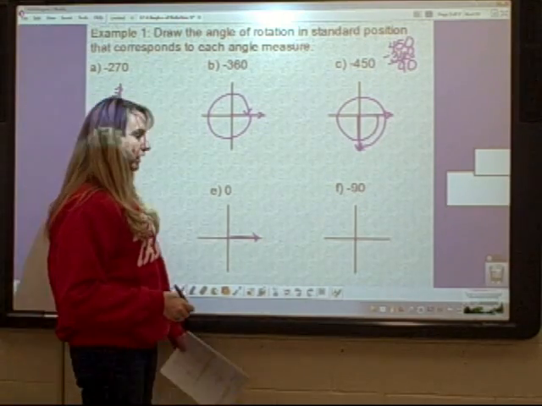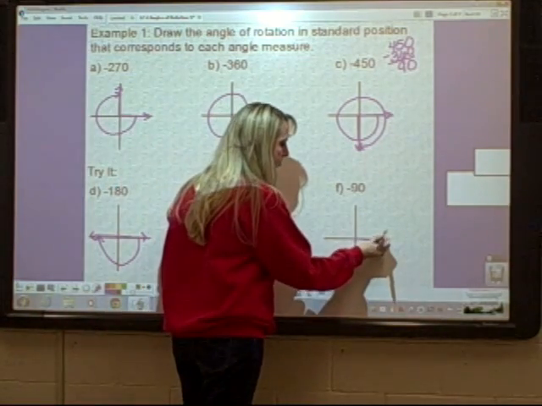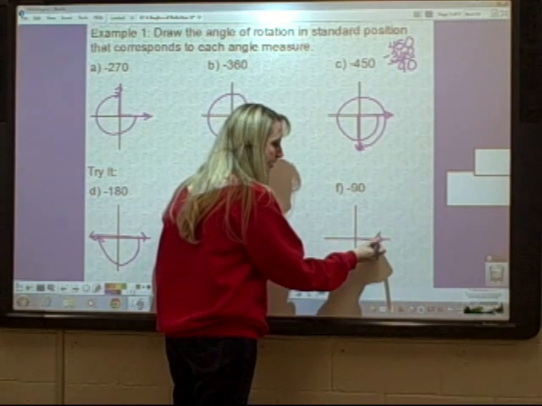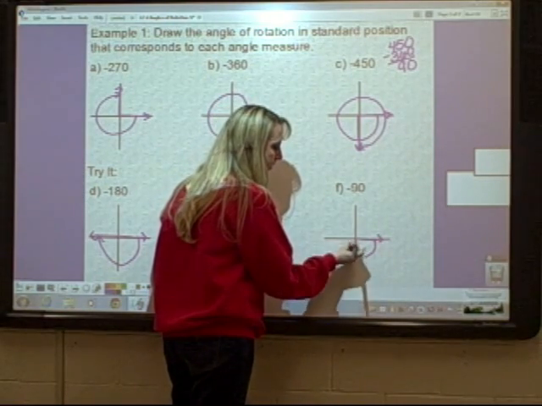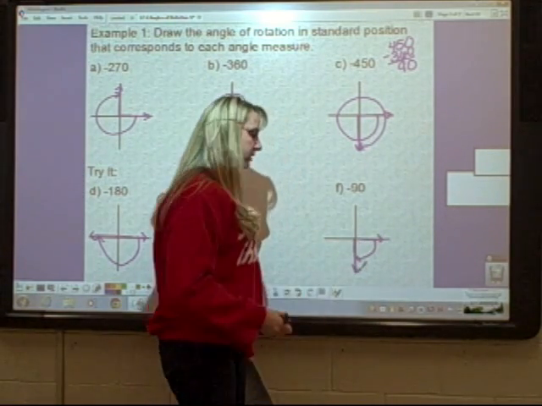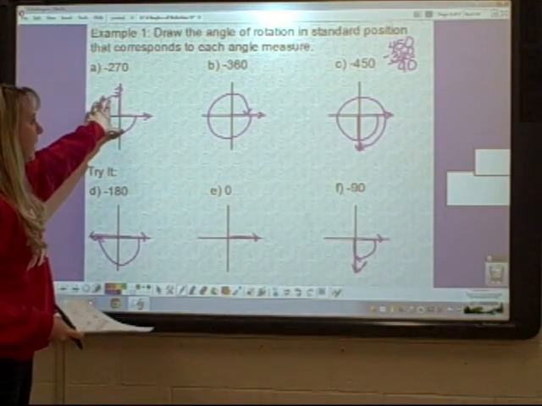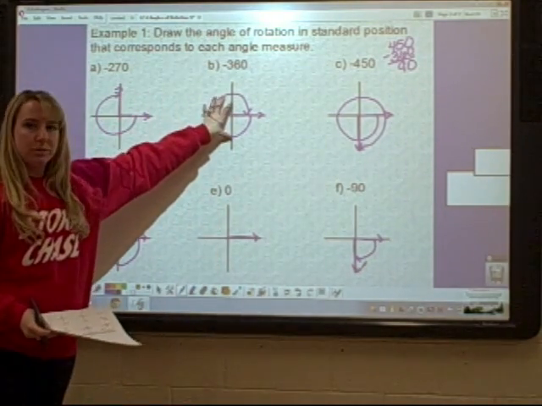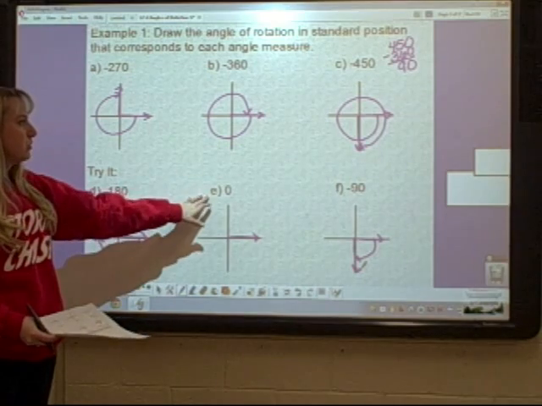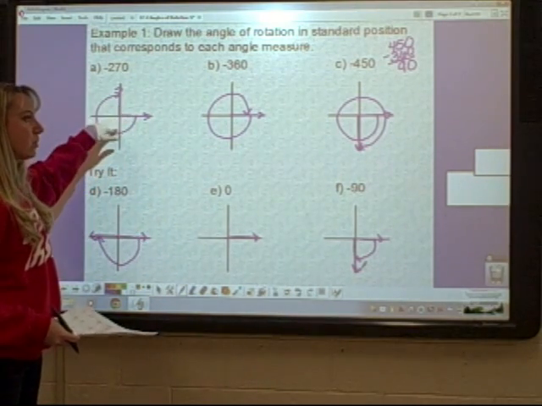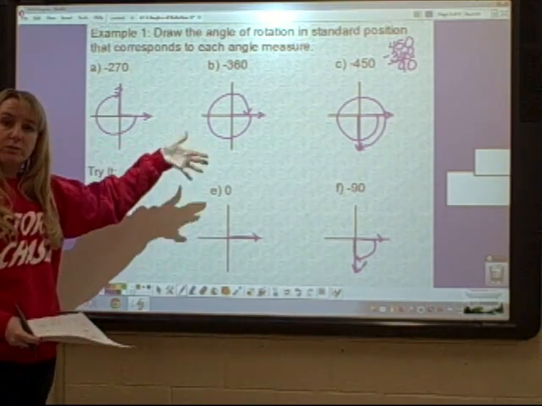A negative 90, I start with my initial side. Negative 90 means I'm going to go backwards 90 degrees, which means I'm going to stop right there, and there's my terminal side. So these angle rotations, these rotation marks represent which direction, with the arrow, which direction to go, clockwise or counterclockwise, and then where you begin and where you end.